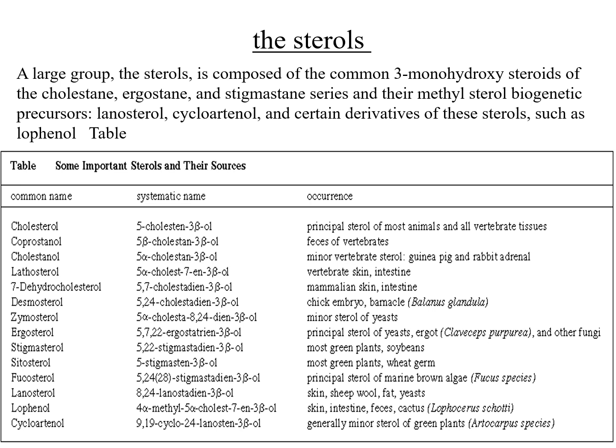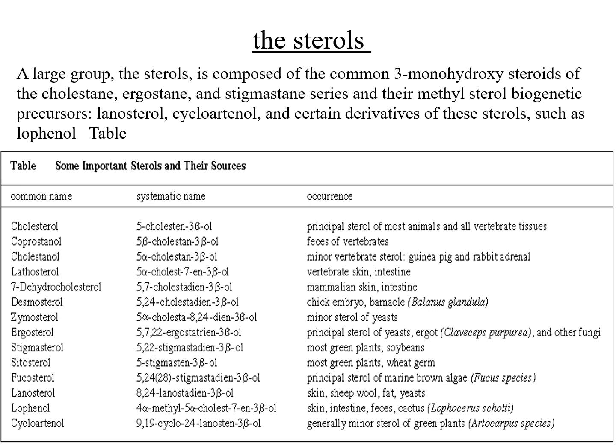The steroids are a large group composed of the common 3-monohydroxysteroids of the cholestane, ergostane, and stigmastane series, and their methylsterol biogenic precursors, lanosterol, cycloartenols, and certain derivatives of these sterols such as phenols, which are different classes of steroid. Some important steroids and their sources can be depicted in the table with their systematic name and occurrence.